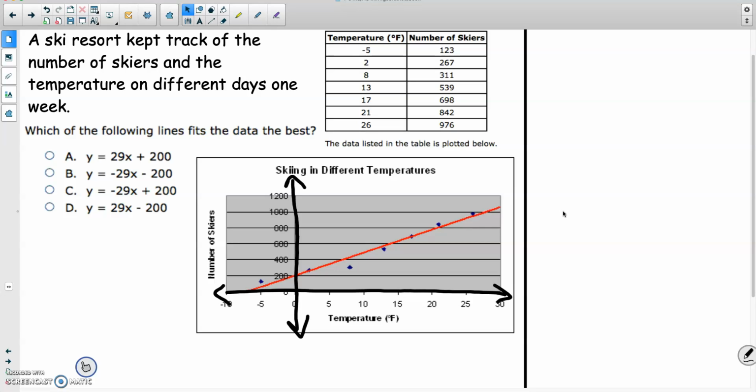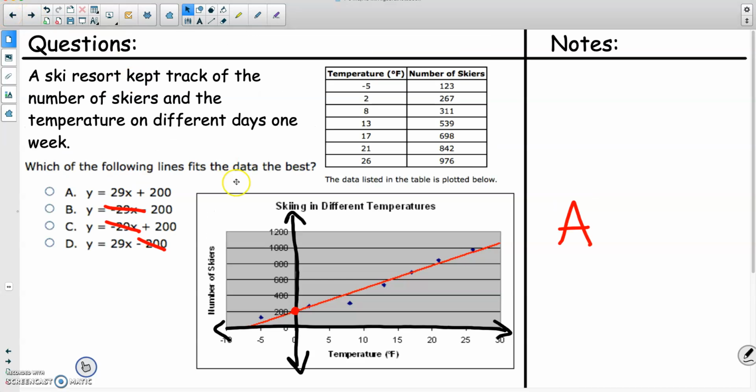So now, looking at that line, it clearly has a positive slope. So I can get rid of this one and this one. And looking at that y-intercept, here's your y-intercept. It's clearly a positive, so I can get rid of that one. So that leaves me with A. So eliminate the ones that don't make sense. Positive sloping lines go up from left to right, so I eliminated the negative slopes. Then I eliminated the negative intercept, so that left me with only one equation that made sense. And that was our last example.